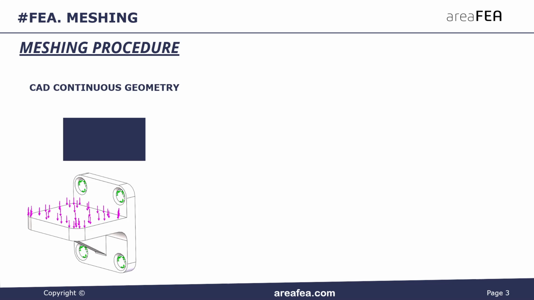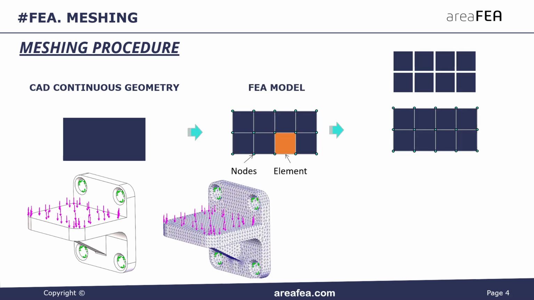Before we go into the software, let me remind you the basics of the process that we do in FEA in 3 simple steps. Step number 1, we start from a continuous CAD geometry and we define the materials, the restrictions, the loads, and all the necessary parameters to prepare a virtual model that represents the physical test. Step number 2, we take that model and we divide the continuous geometry into smaller finite portions called elements. These elements are connected by nodes.